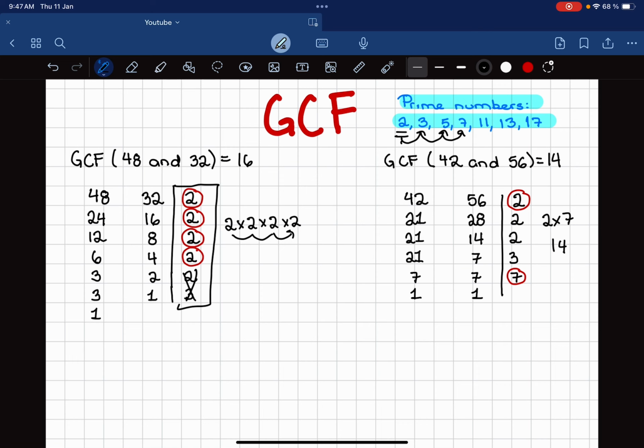That's it, you finish. As a summary, it's exactly the same as LCM. We do the prime factorization of both numbers at the same time. The only thing that changed is that we're going to circle the divisor that helps to divide both numbers. If it helps to divide both numbers, we circle it. If not, we don't. And at the end, we only multiply the numbers that are in circles.